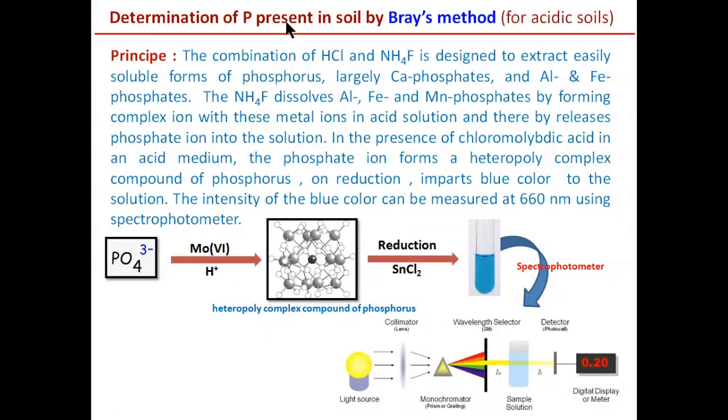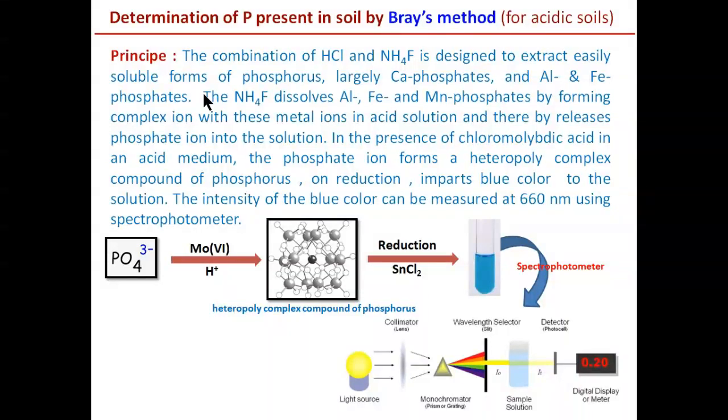a special type of extractant, which is a combination of hydrochloric acid, that is HCl, and ammonium fluoride, that is NH4F. So we'll see the principle first. The combination of this extractant is designed to extract easily soluble forms of phosphorus such as largely calcium phosphates, aluminum phosphates, iron phosphates. The ammonium fluoride dissolves aluminum phosphates, iron phosphates, and manganese phosphates by forming complex ions with these metal ions in acid solution, and thereby releases phosphate ion into the solution.